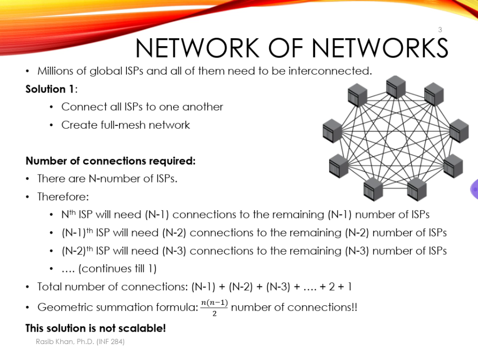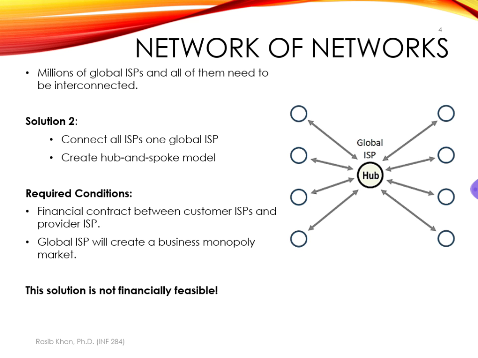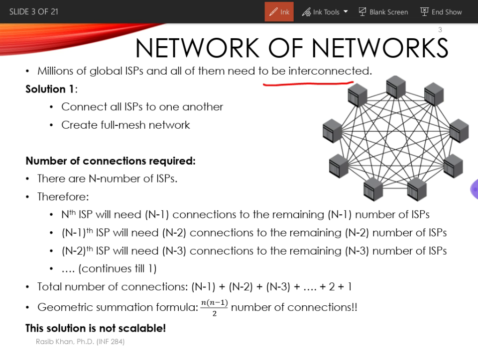So let's consider the basic development process of the internet. The first very primitive solution to create a large-scale network of networks would be to have them all interconnected. So the solution is basically to connect all the ISPs to one another, and the eventual result would be a full-scale, full mesh network. So if we go into the number of connections which are required, let's assume there are n number of ISPs on the internet.